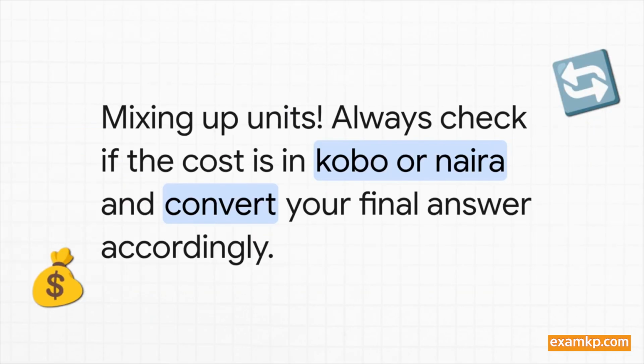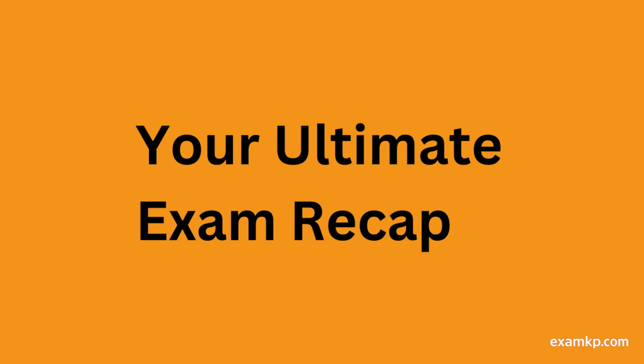And that question shows us the other huge trap, mixed up units. The cost was given in kobo, but the answers were in naira. You have to be a detective. Always check the units at every single stage of your calculation, and especially check that your final answer matches the units in the options. We've covered a ton of ground.